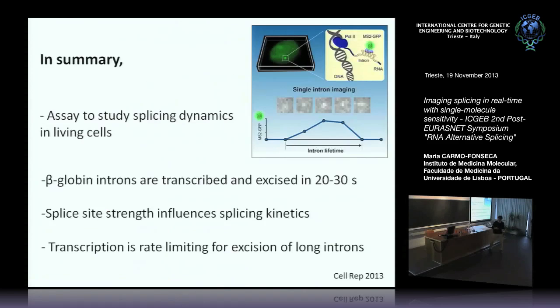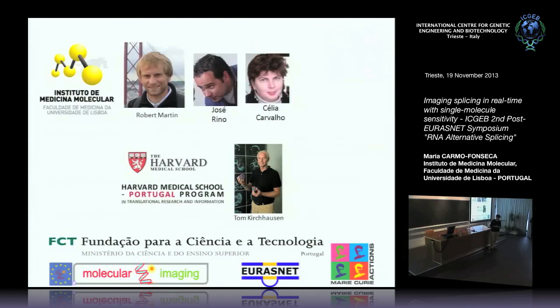Okay, so in summary, we have developed an assay that allows us to study splicing dynamics in living cells with single molecule resolution, because we are just looking at a single transcript. We have shown that beta-globin introns are transcribed and spliced within a range of 20 to 30 seconds. We have shown that different splice site strengths do change the splicing kinetics, and that transcription is rate limiting for the splicing of long introns.